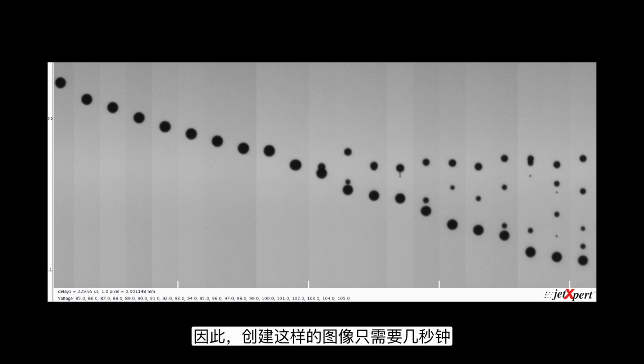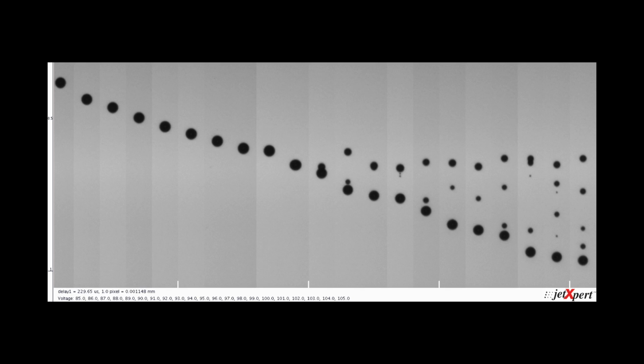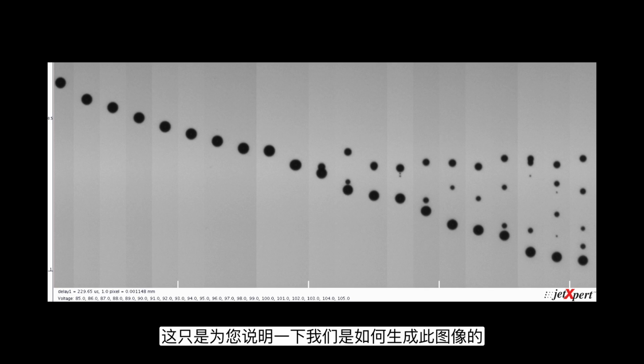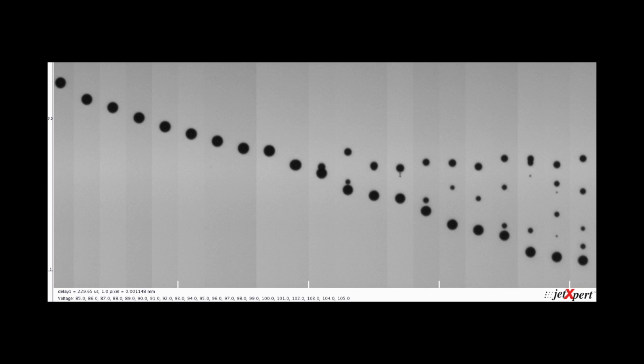So creating an image like this only takes a couple of seconds because we've got the software all tied together between the drive electronics and the drop watcher to change the waveform, capture an image, make a change to the waveform for the next voltage, capture another image, and put all those together. So we use that functionality within GIS a couple of times throughout this course, but that's just to give you a little background on how we're generating this image.